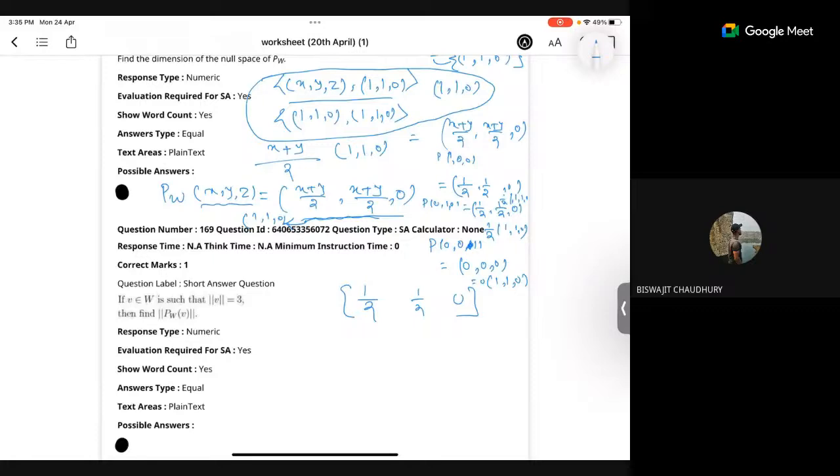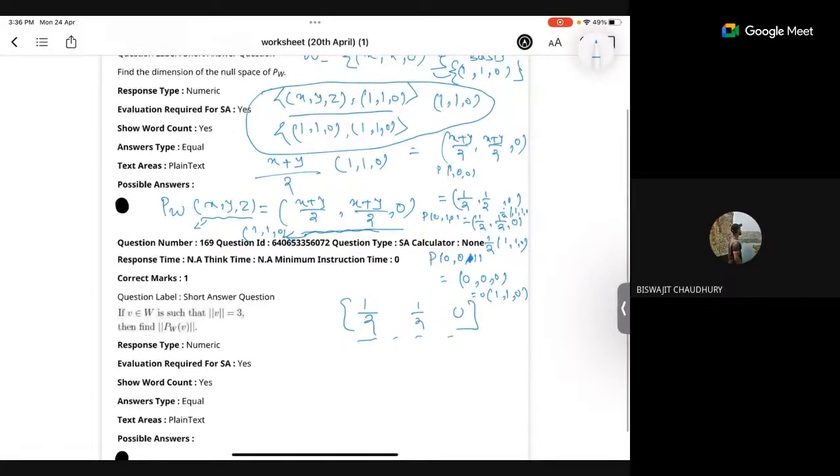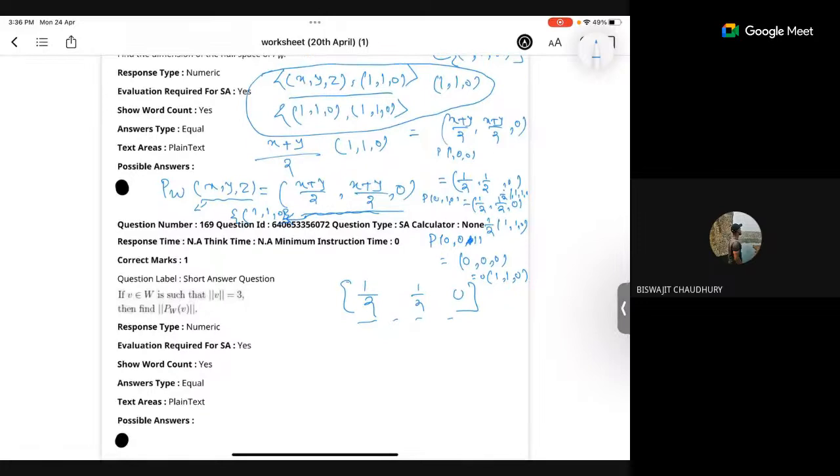So from this matrix, what will be the nullity of this matrix? This is the matrix representation of PW, corresponding to the standard ordered basis for the domain and the 1, 1, 0 basis for the codomain. What will be the nullity of this matrix? Tell me. Nullity will be 2, right? Because the rank is 1, the nullity will be 2. Okay, all of you got it?